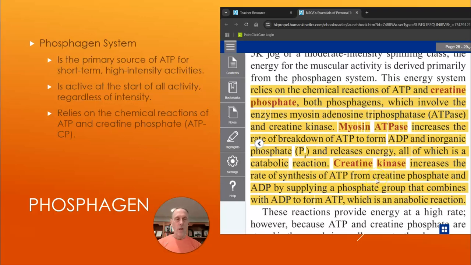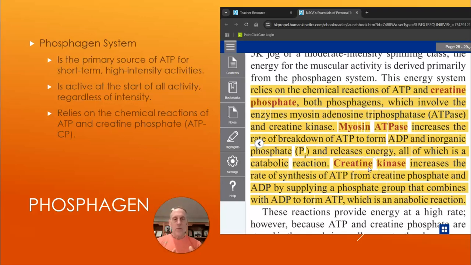whole concept of how when you have myosin ATPase, it increases the rate of breakdown of ATP. So we're going from ATP to ADP. So we're going from triphosphate to diphosphate. You know that that's catabolic and we're releasing energy.